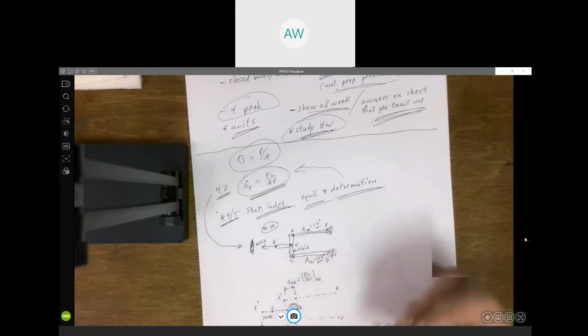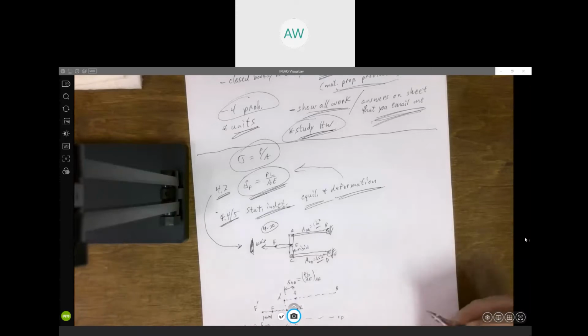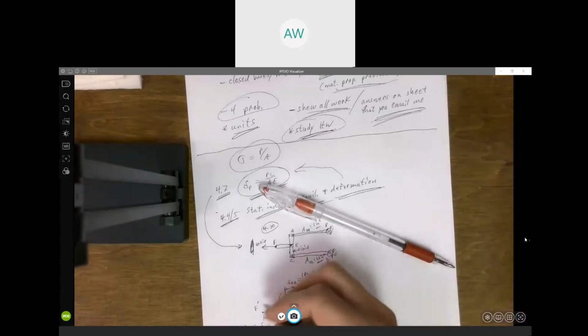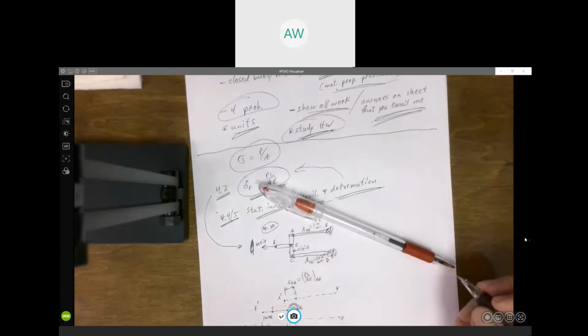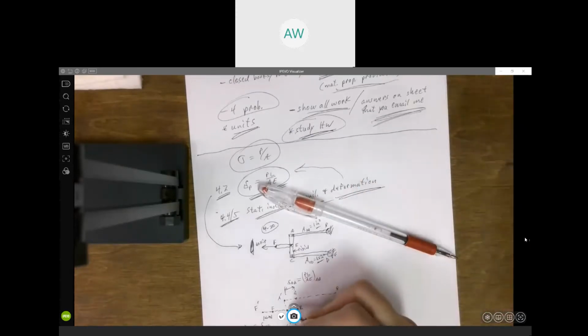This is E. So delta EF is going to be PL over AE, however much EF stretches. So you're just going to have to do some geometry because you're trying to get where this thing starts. Maybe my picture didn't turn out too good. So we'll call this E prime. So that distance, you're going to have to get just from some geometry.